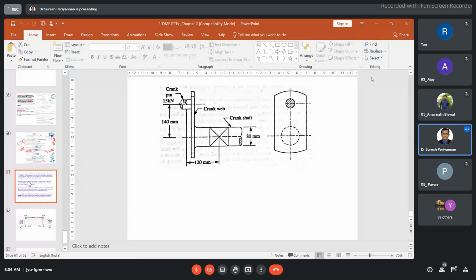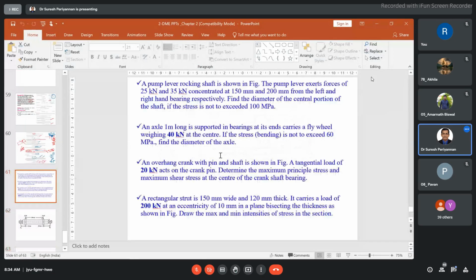Are you able to see my PPT? Yes, sir. These four problems are somewhat different problems we will discuss today, and a simple problem. This kind of problem you may expect in any competitive exam, even GATE questions. So we discuss this problem, then we move to the next topic. We see the first problem.